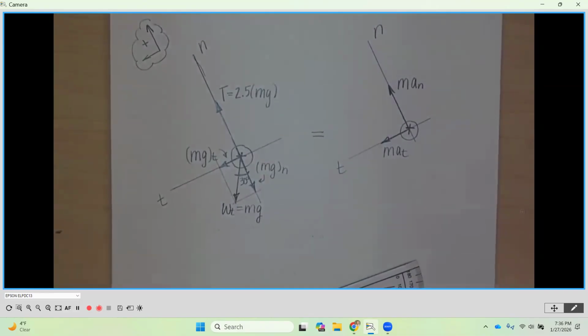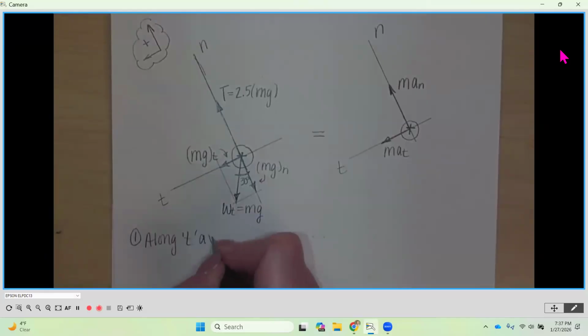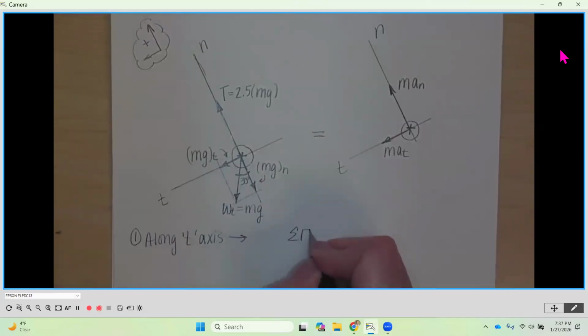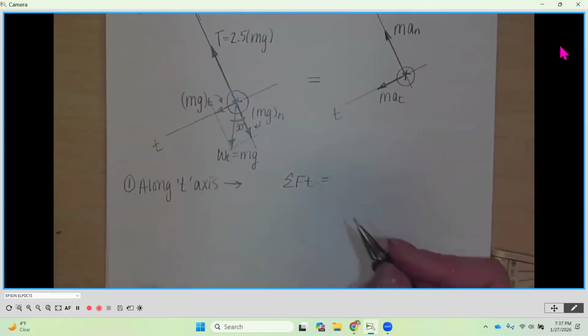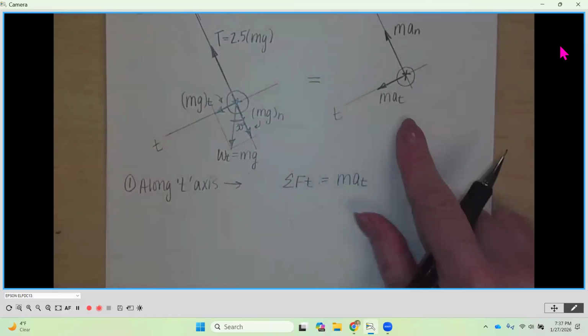So we have two axes we're going to go along. We're going to go along first, you can pick whichever one. I'm going to do along the t-axis first, or the tangential axis first. So step one is going to be along the t-axis. The sum of the forces along the t-axis is going to be equal to mass times the acceleration along the t-axis.